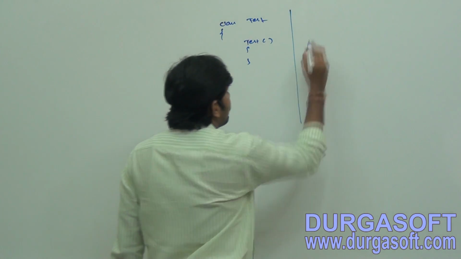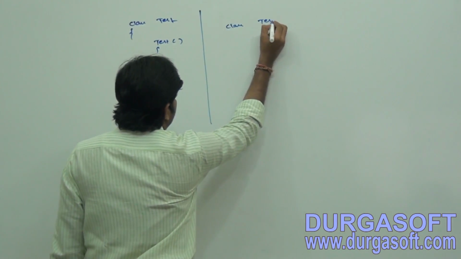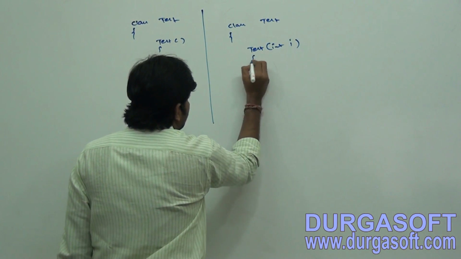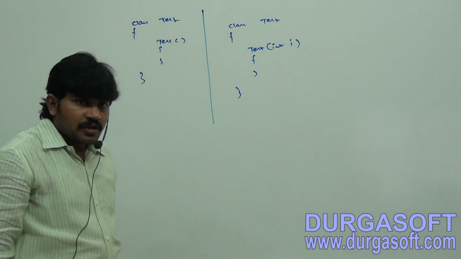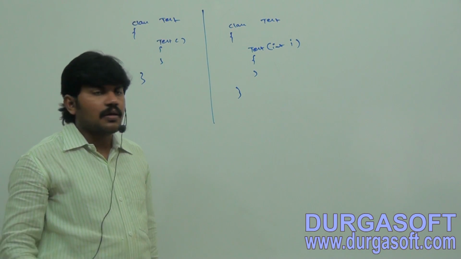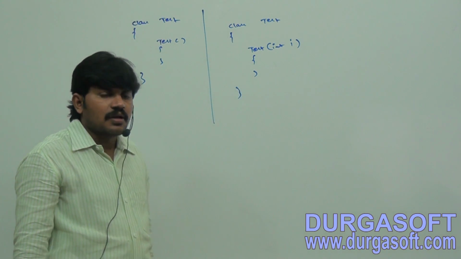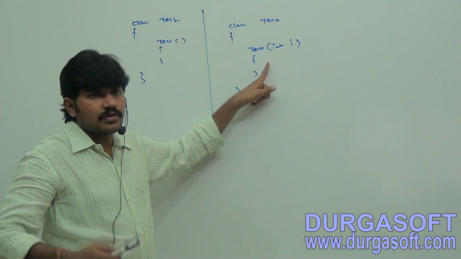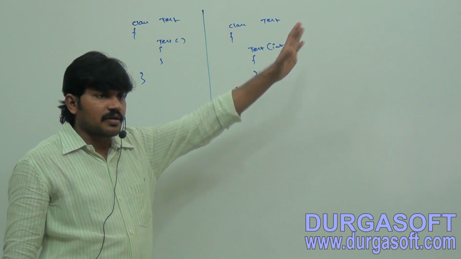Suppose I am writing like this: class Test with a constructor Test(int i). Can you tell whether the compiler will generate a default constructor? No, because whenever we write like this, the compiler feels that the programmer is already aware of the constructor concept. Why do I have to generate a default constructor? It's not required.